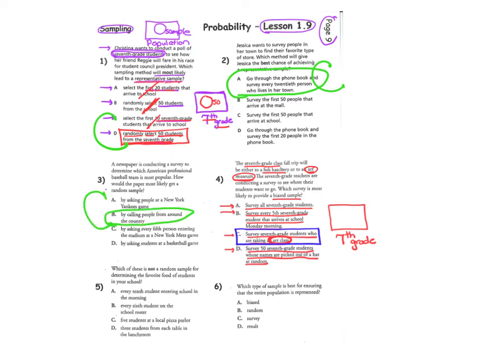Give yourself a C. For number 4, we decided C. For number 5, it is not a random sample if you survey just the people at the pizza parlor. It should be C. And finally, for number 6, you should have said B, random. That will always produce a good, solid representation of your population. This concludes page 9 of your probability packet.